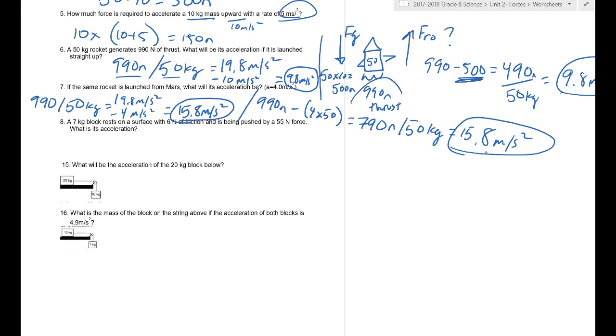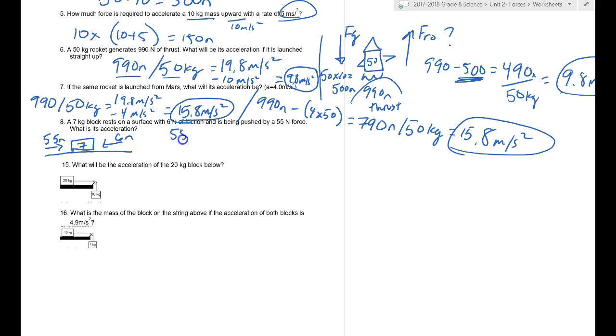A 7 kilogram block rests on a surface with 6 newtons of friction and is being pushed by a 55 newton force. What's its acceleration? I again like to diagram. Here's our block. It is 7 kilograms. There is 6 newtons of friction, and there is a 55 newton push.